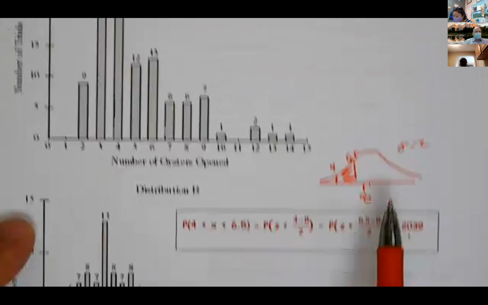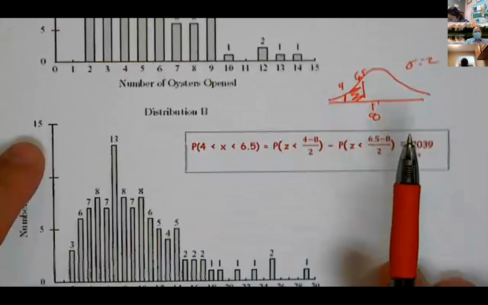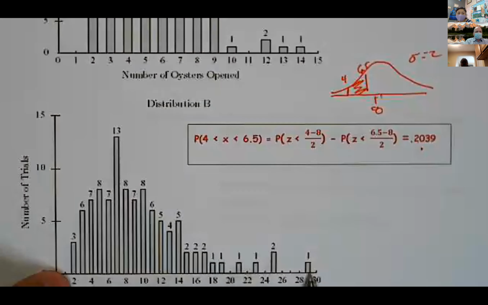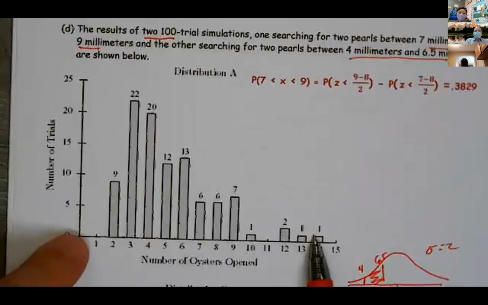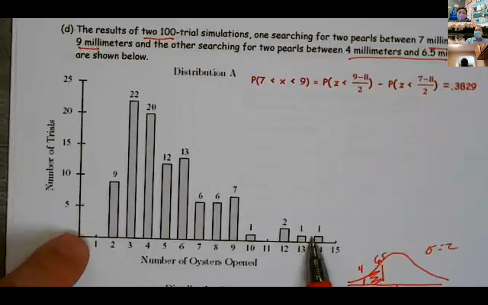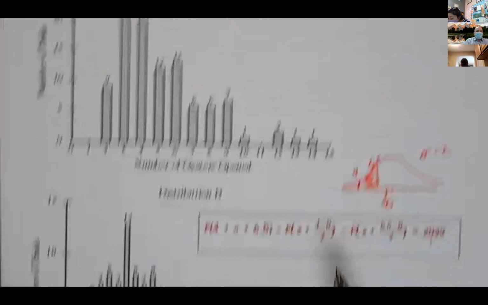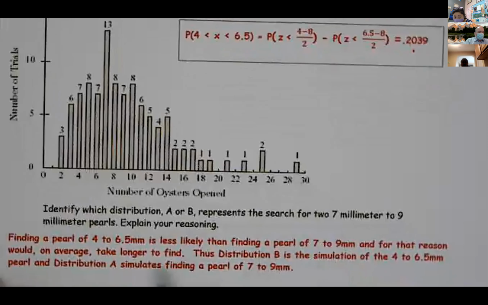Well, when I look at these two graphs, and I can't fit them on the screen very easily, so you're going to have to look at your papers, you can see that this one is further stretched out, which means it took more chances, where this one took fewer. So this means this one had a greater probability. And this was actually the type of answer they were looking for. Finding a pearl of 4 to 6.5 millimeters is less likely than finding a pearl of 7 to 9 millimeters.